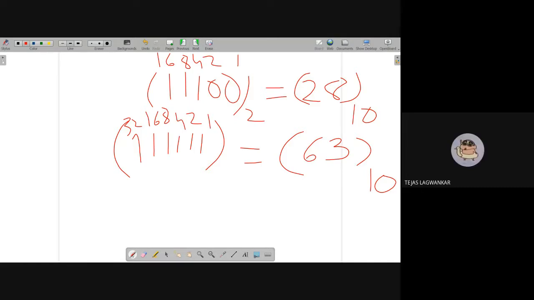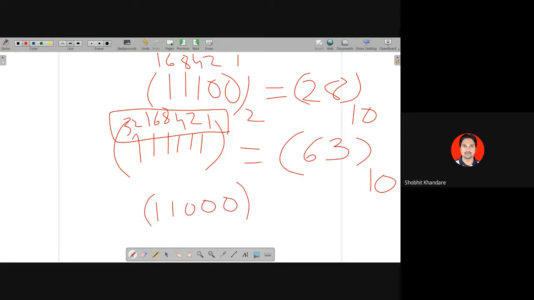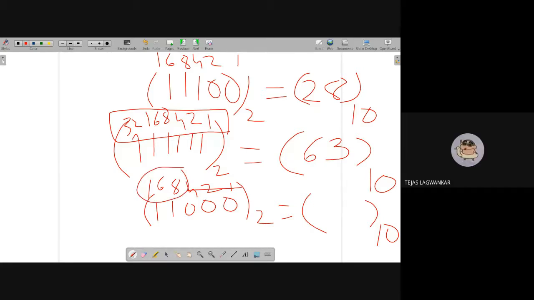So whenever you are converting binary into decimal, you have to remember the weights. That's it. You have to remember the weights. Wherever there is a 0, do not take it. For example, 11000, this is base 2. 1, 2, 4, 8, 16. Do not take these three because they are 0, 0. Directly 16 plus 8, 24. 24 is the answer.